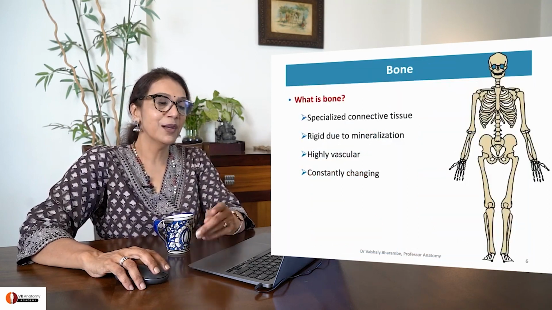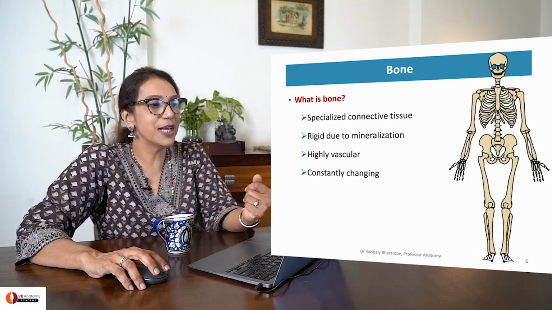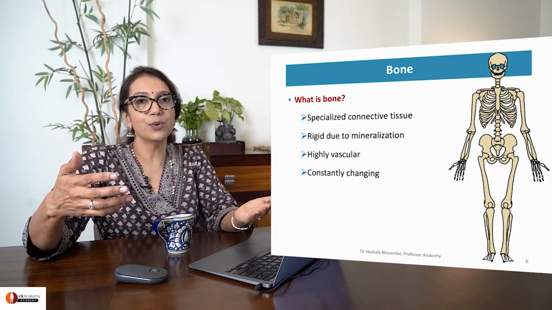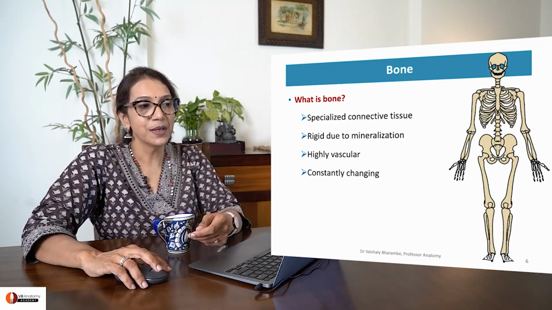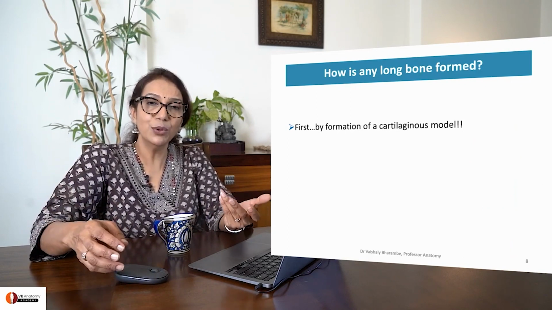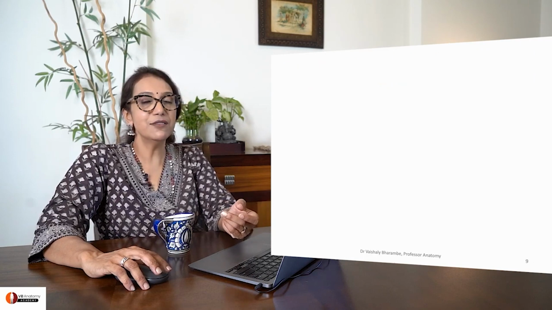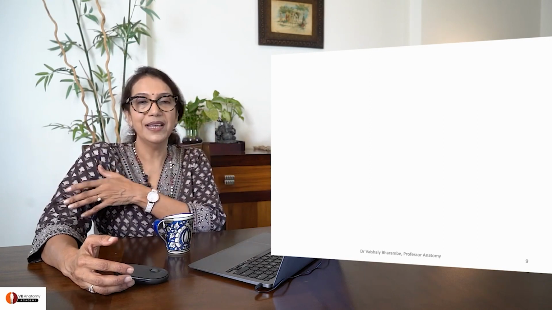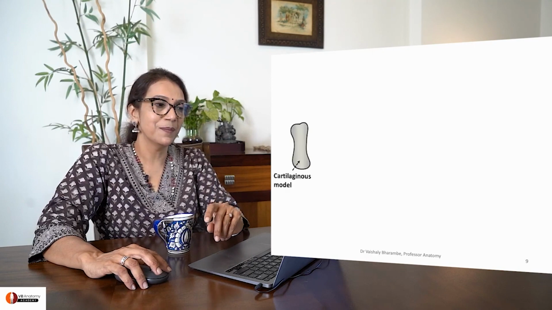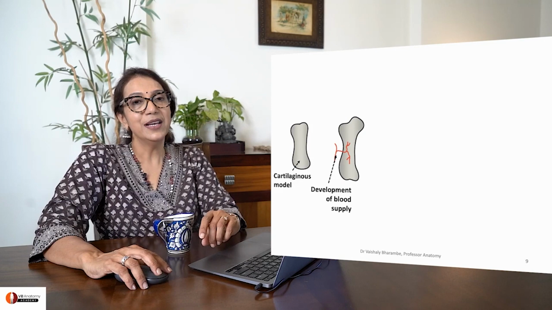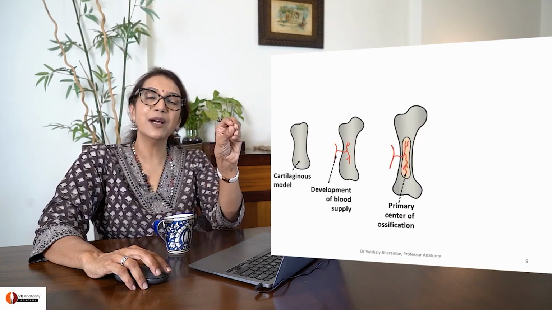Let's begin then. What is bone? We know it's a specialized connective tissue, which is rigid because it's so mineralized, highly vascular, and constantly changing. My question to all of you is, how is a long bone really formed? Have you thought about it? Yes, it is formed in a little baby with the formation of a small cartilaginous model. Instead of the bone, there's a model of cartilage formed. Then one day, a blood vessel enters that model. Slowly the blood vessel begins to lay down bone.